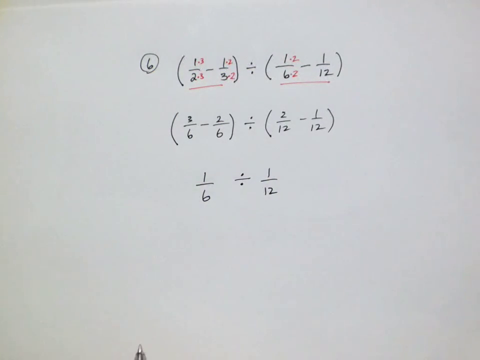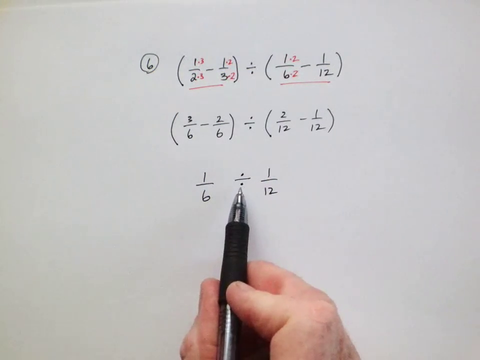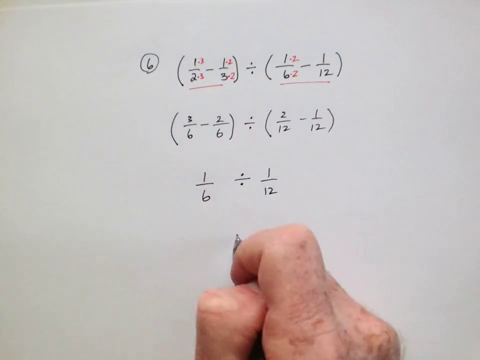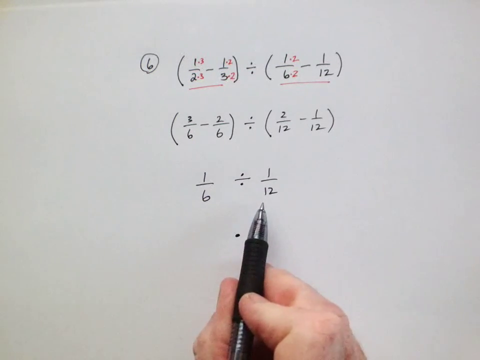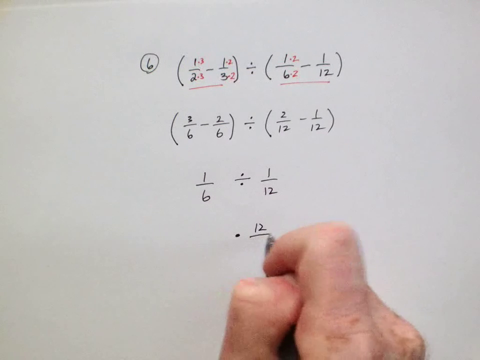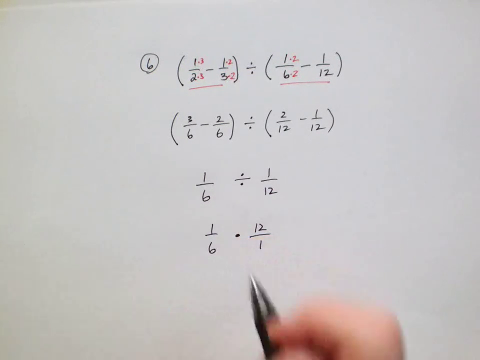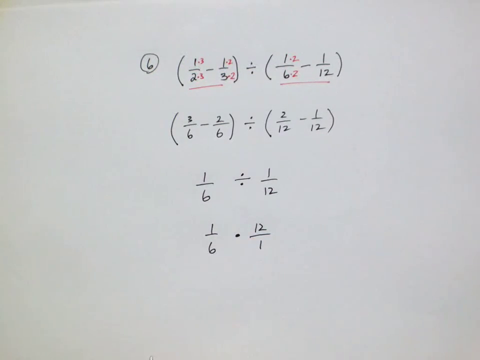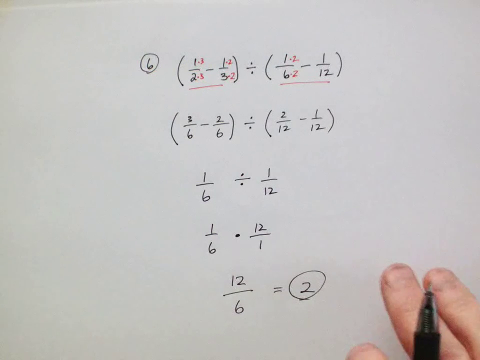And then finally, change this to a multiplication problem by inverting the second fraction. And so you could reduce, or these numbers are small enough that you could just go ahead and multiply. On the top is 12, on the bottom it's 6, and then reduce that answer. So 12 divided by 6 is 2. We're already 60% done.